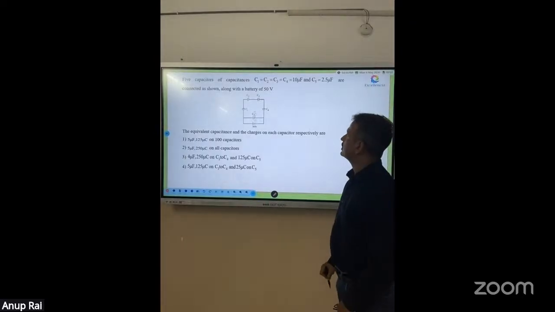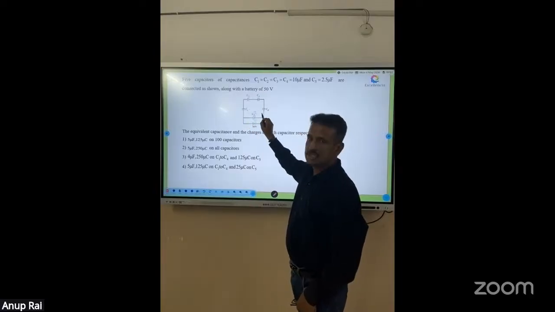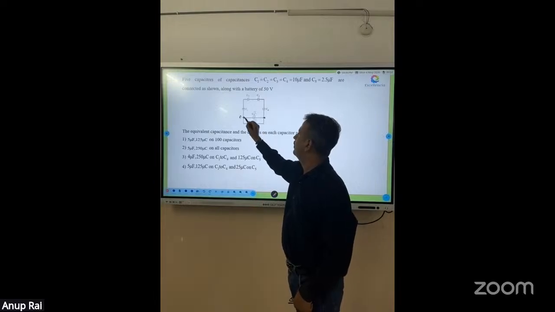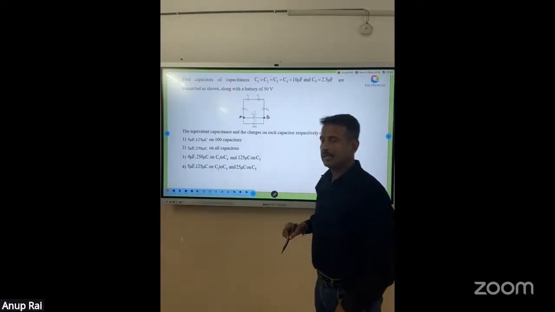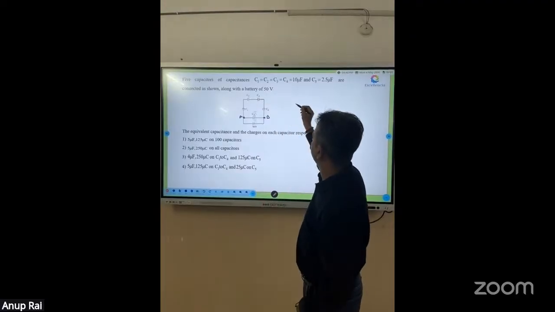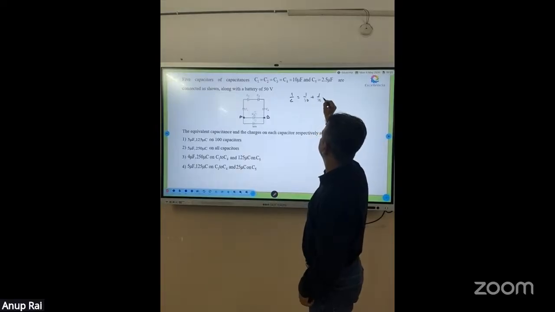Here are the 5 capacitors. All these C1, C2, C3, C4 belong to one single branch, which means they are in series. And between these 2 points A and B, the equivalent of all these is in parallel with C5. So let's first calculate the equivalent of C1, C2, C3, C4. It's going to be 1 by C equal to 4 times the reciprocal, so C will become 10 by 4, which is 2.5 microfarad.